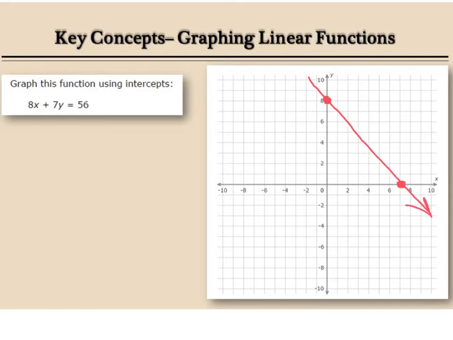And there is a graph of the line 8x plus 7y equals 56. And the way that this equation is written is called standard form. That is called standard form: Ax plus By equals C. And that is what the graph of that line looks like.